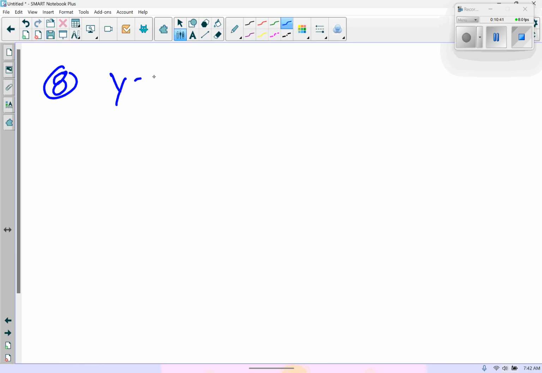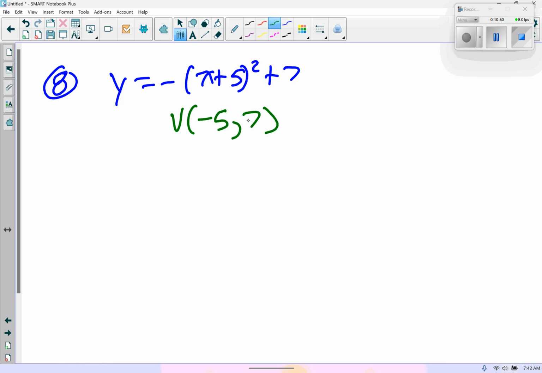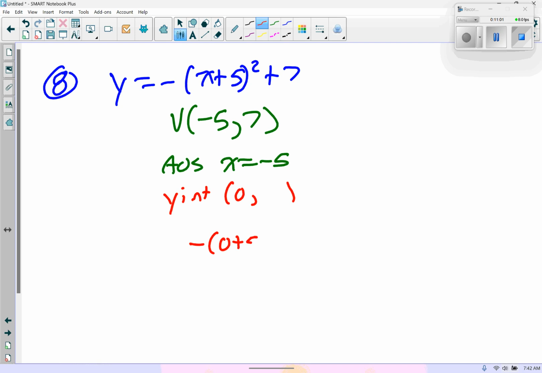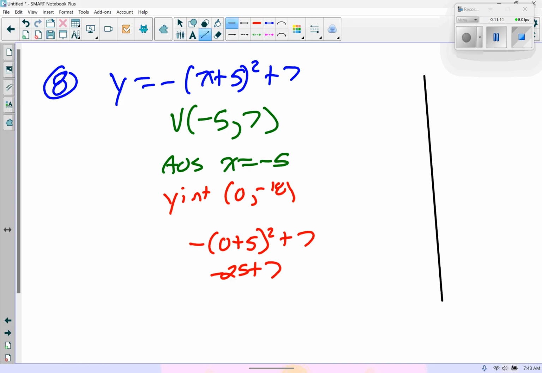Number 8, we have y equals negative (x plus 5) squared plus 7. So the vertex is at negative 5, positive 7. The axis of symmetry is x equals negative 5. The y-intercept, plug 0 in. So I'm going to get negative (0 plus 5) squared plus 7. So that's going to give me negative 25 plus 7, which is negative 18. And we have enough information to probably draw our graph.